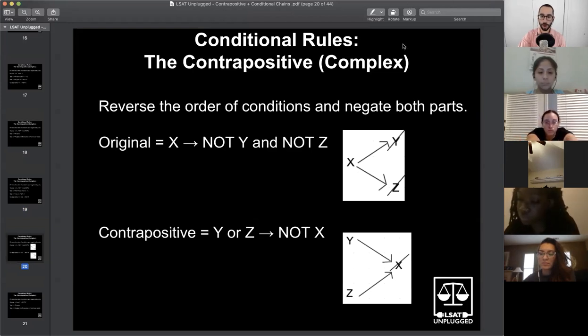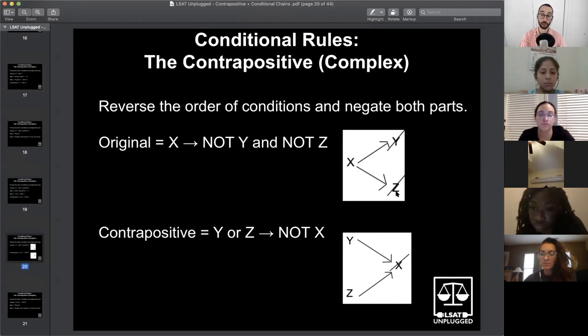So here's what it might look like. If X is in, Y and Z are both out. That's how I might diagram it if I were drawing a picture. X in, Y and Z are both out. So X requires not Y, X requires not Z. Contrapositive, Y alone is sufficient to require X out, and Z alone is also sufficient to require X out. And having both of them in would also allow you to say X is out.